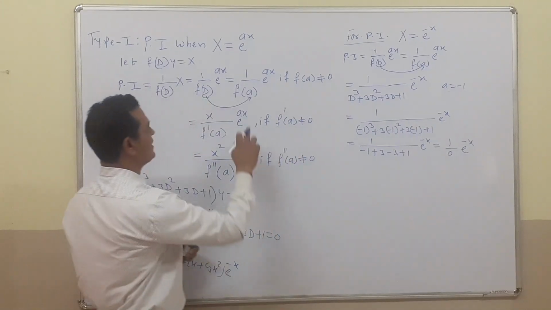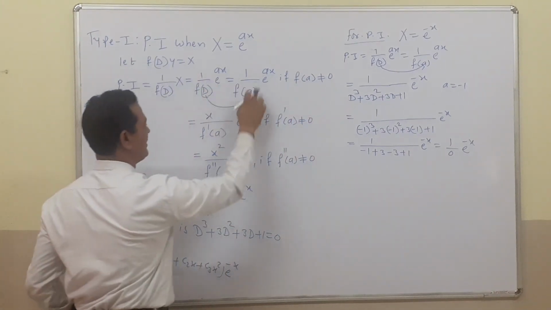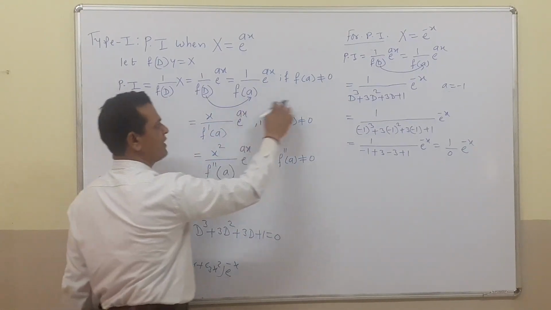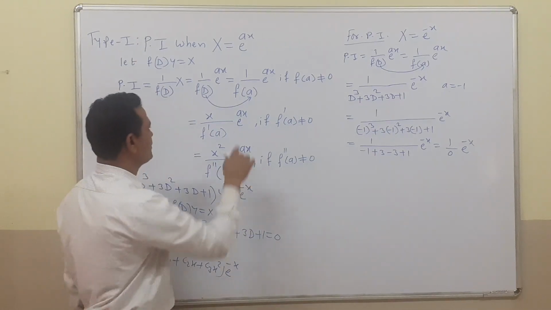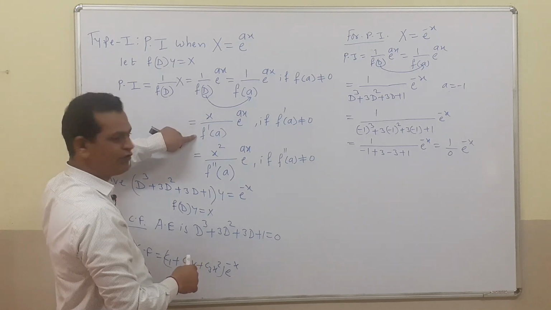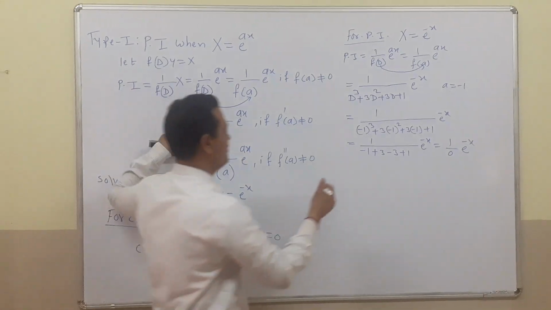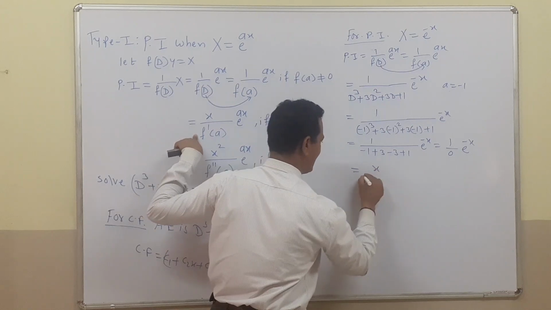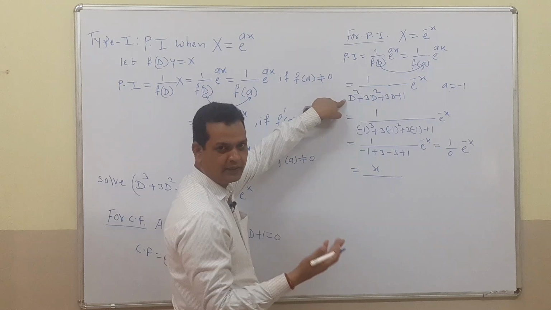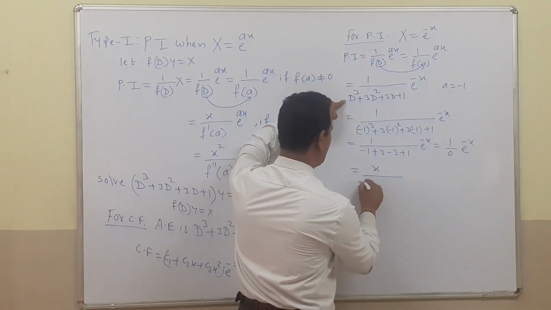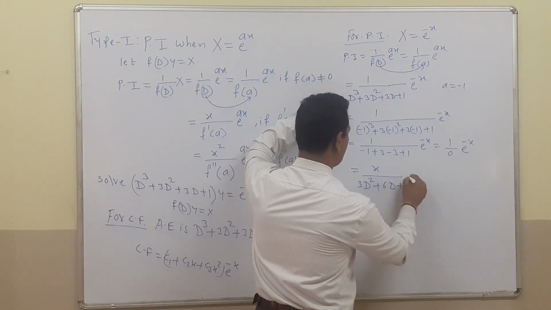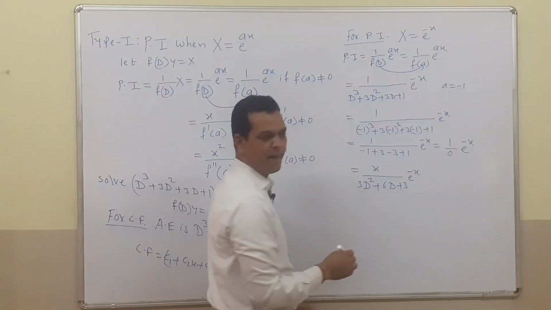So now according to the theory part, this equation is valid only when the value of f of a is not equal to 0. When the value of f of a becomes 0, so when this denominator value becomes 0, then attach x on numerator and take the derivative of denominator with respect to d. So if we apply this concept here, then we get this as x upon, taking the derivative of this term with respect to d, 3d square plus 6d plus 3 into e raised to minus x.